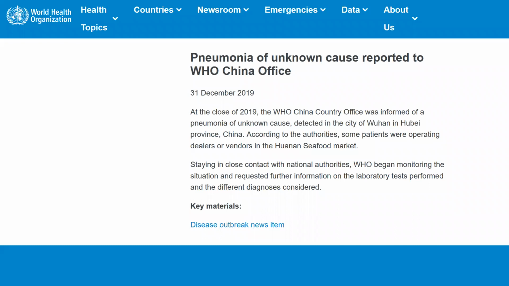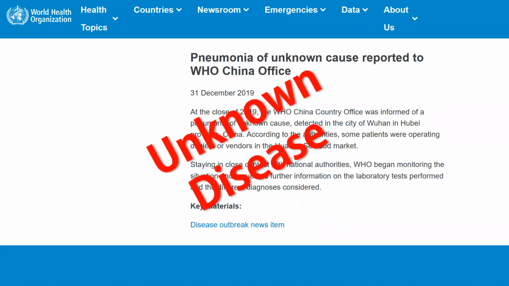Right? So let's take another example. So this was taken from the WHO website, published in 2019 in December. Pneumonia of unknown cause reported to WHO China office, right? So this was an unknown disease reported to the WHO office, right? So see, it's a problem, right? A problem that has the potential to be developed into a research, right? So we begin with that.